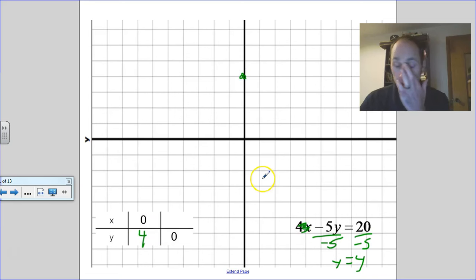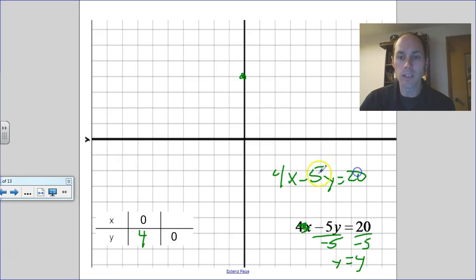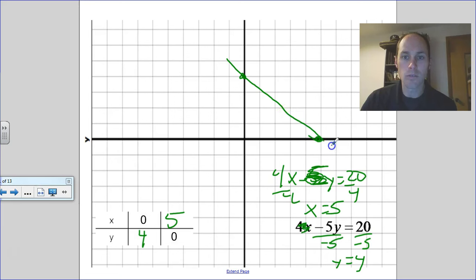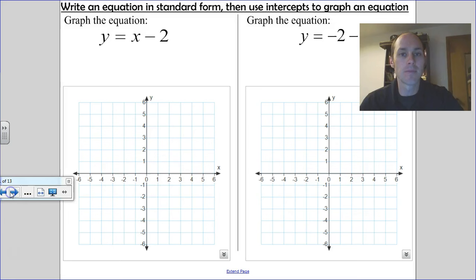And then if we wanted to find the x-intercept, I would know that the y is 0. So we could eliminate that part. 4x is 20 divided by 4. X would be 5. So x is 5 when y is 0. So if you're working through that one, you just want to keep in mind, always look to the left of your term. You don't eliminate that negative sign there.